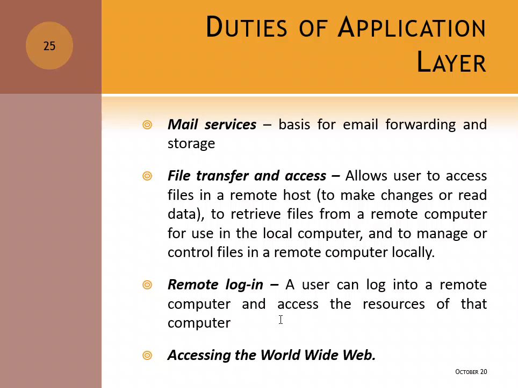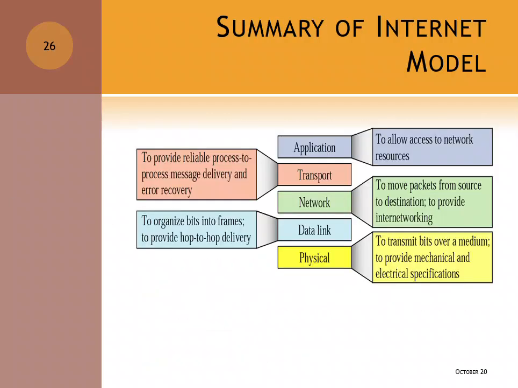Okay, remote login ni, contohnya saya nak access, saya kat rumah, saya nak access komputer saya di office, saya boleh set sebagai remote login. Okay. Then accessing the World Wide Web. Ini adalah antara duties of application layer. Okay, next, this is the summary of internet model. Okay, for this part, just the summary, you can read on your own.